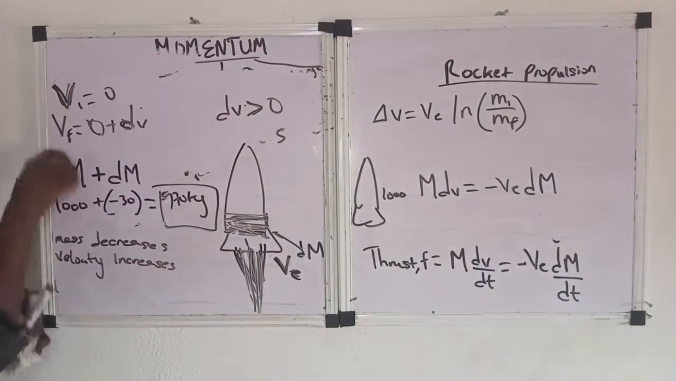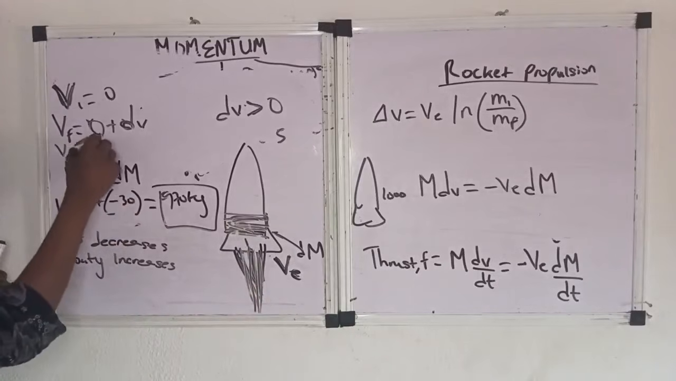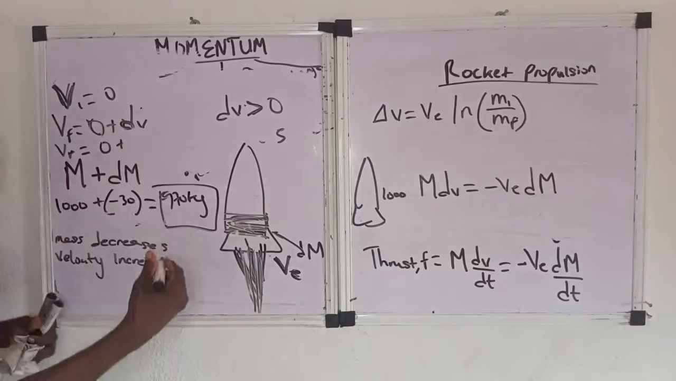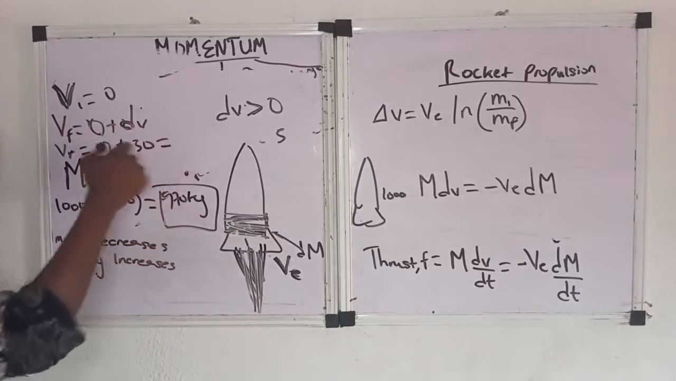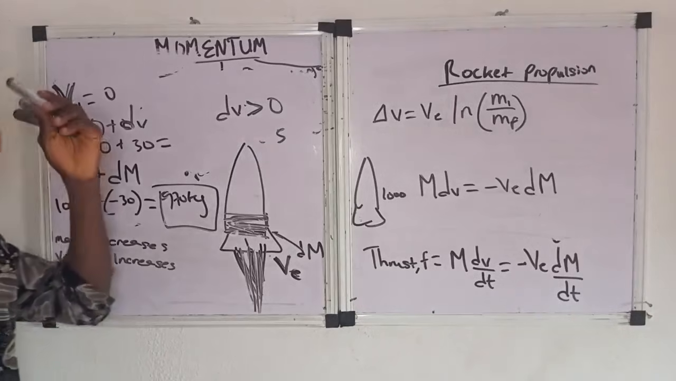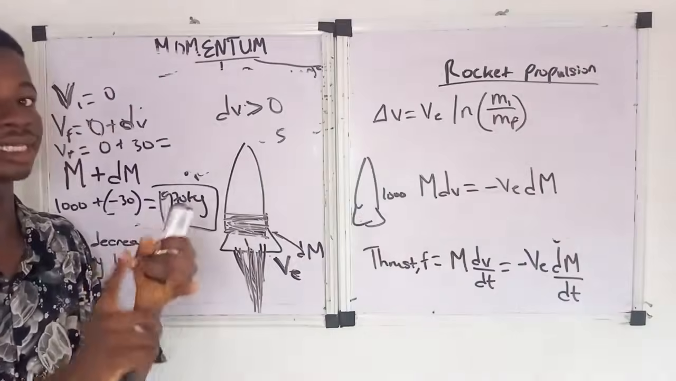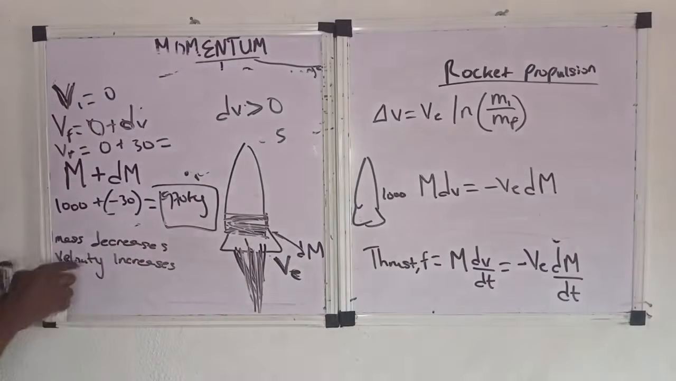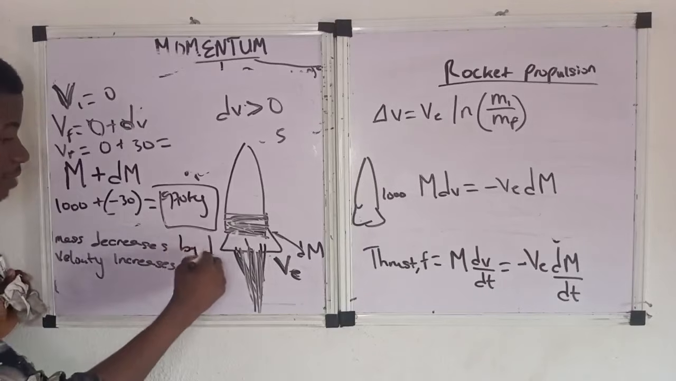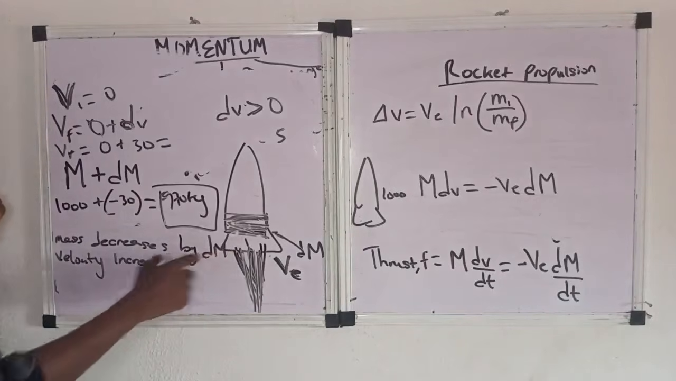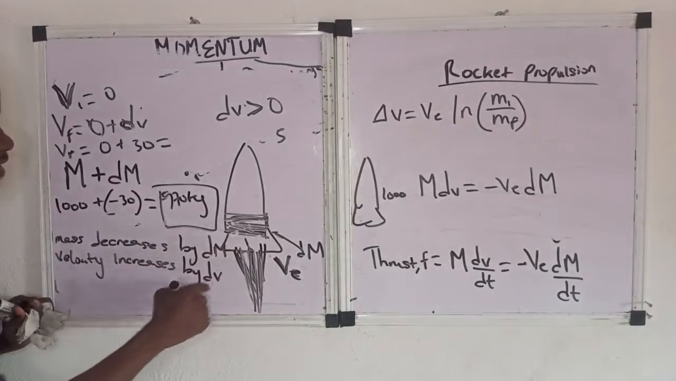Therefore, as we launch the rocket, the velocity of the rocket will increase. Let's say dv is 30, for example. So the velocity will increase by 30. So in summary, once you launch a rocket, the mass of that rocket decreases by dm, because dm is a negative value, while the velocity of the rocket increases by dv. dv is a positive value.